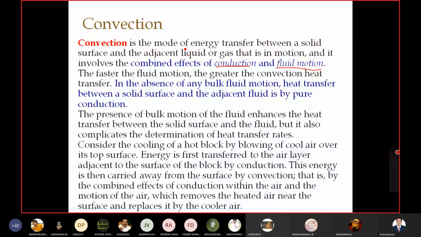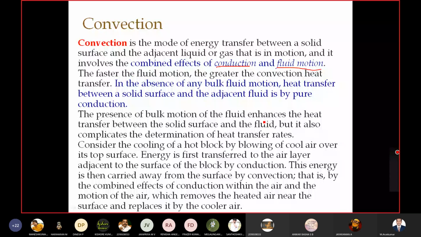Then in the absence of any bulk fluid motion, heat transfer between the solid surface and the adjacent fluid is by pure conduction. So if the density is more in the liquid, the heat transfer will happen purely by conduction, both in the solid as well as in the liquid. The presence of bulk motion of the fluid enhances the heat transfer between the solid surface and the fluid, but it also complicates the determination of heat transfer rates.